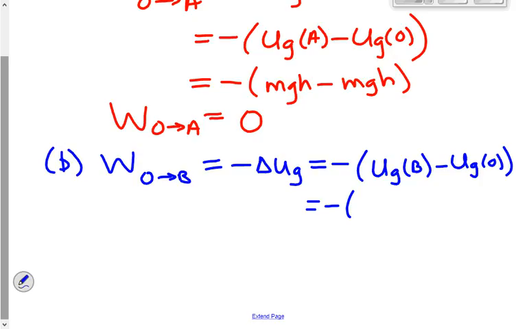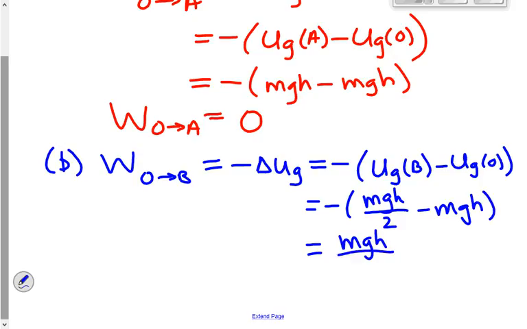So Gianni, what's the gravitational potential energy value at B? H. Good. And Sari, what's UG at the original point? Good. So what are we going to get? What's my answer going to be? Maddie. Maddie, didn't you? MGH. Is that what you got, Sari? Over 2?